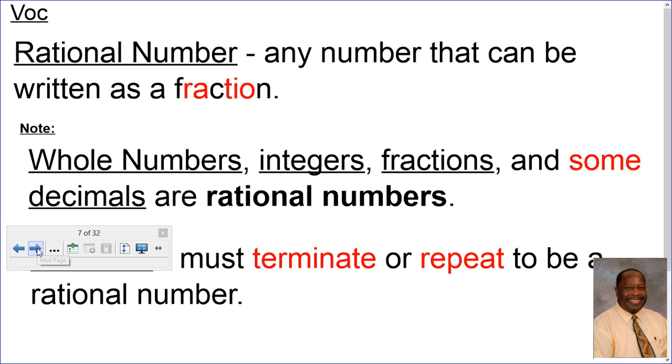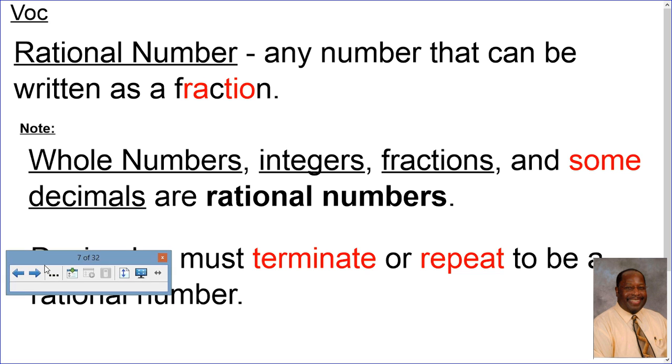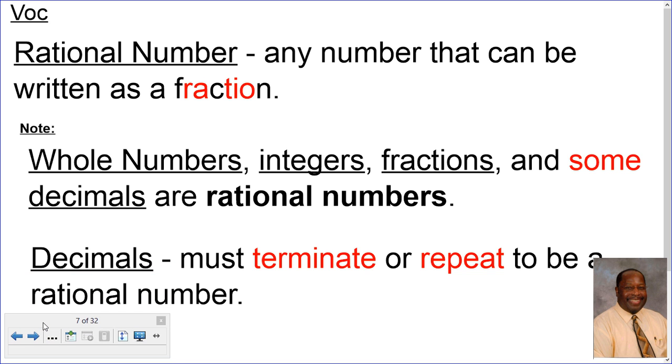So, we got a few notes that we want to go over. So let's start by talking about the vocabulary. Our first word was rational number. We talked about that before. Rational number is any number that can be written as a fraction. And I want you to notice the RATIO is in red because that word RATIO is ratio. Ratio is a fraction.